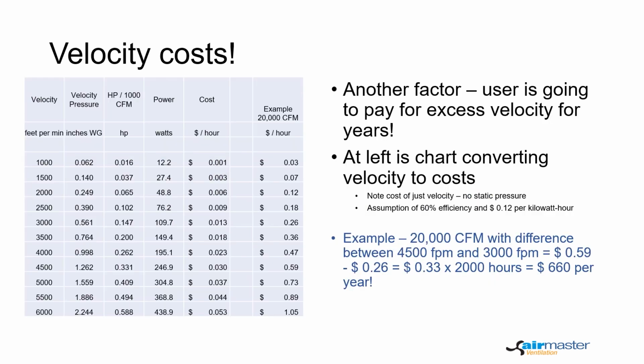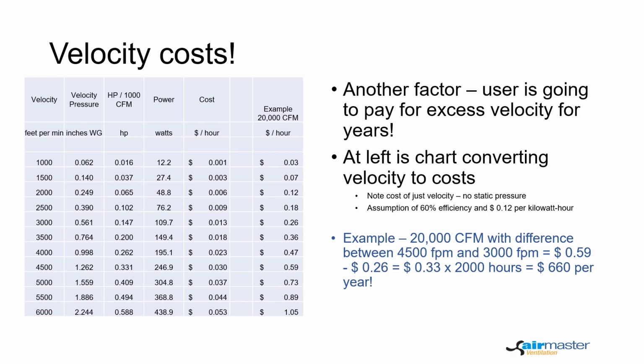So here's a primary reason to avoid high fan velocities. It costs money. And this applies equally to supply or exhaust units. There are lots of numbers in the table. The quick explanation is that velocity can also be converted to a pressure, and the pressure then can be used to calculate a horsepower and power consumption.